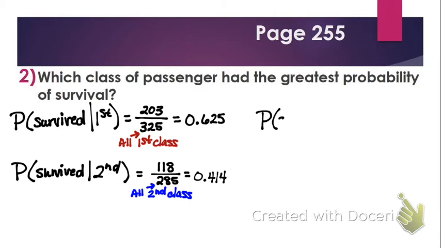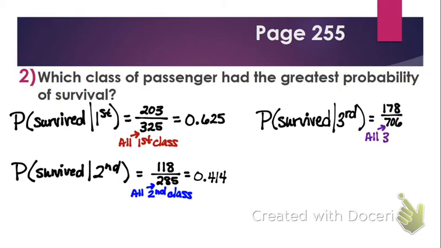What's the probability that somebody survived if they were a third-class passenger? 178 out of 706. Ooh, that fraction does not look good, does it? This is all the third class. You said that's what? 0.252. So only a quarter of a chance. Only a 25% chance. What about the crew?